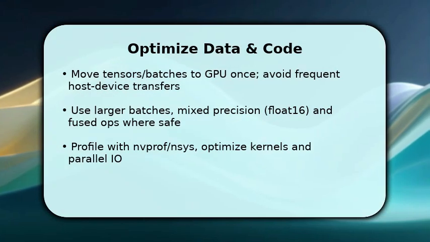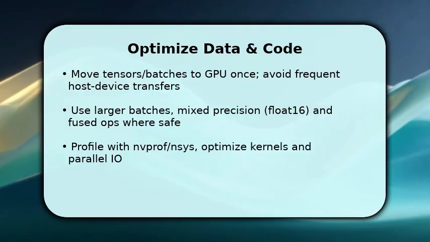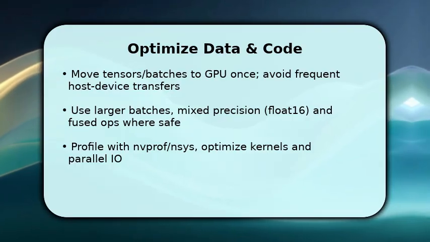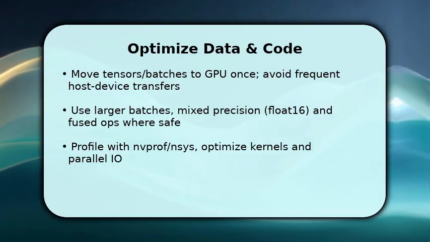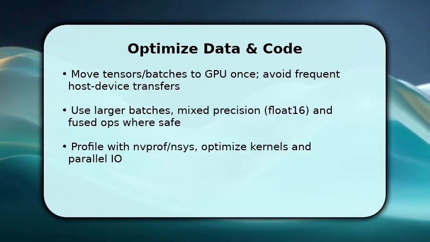You now focus on the heavy lifting. Avoid back-and-forth transfers by moving whole batches to GPU memory and operating there. Increase batch size within memory limits and enable mixed precision to speed matrix math. This reduces bandwidth and increases throughput.